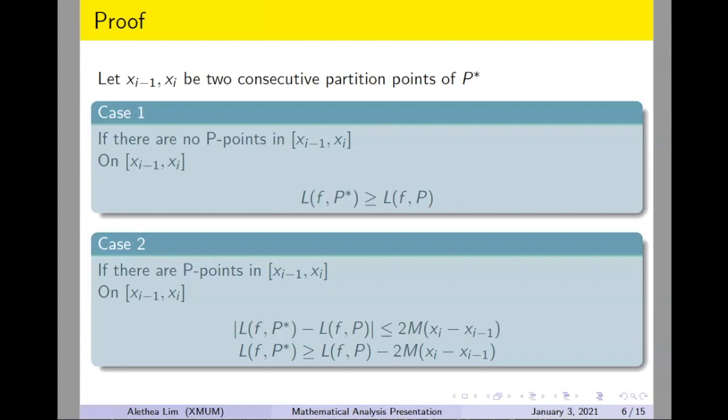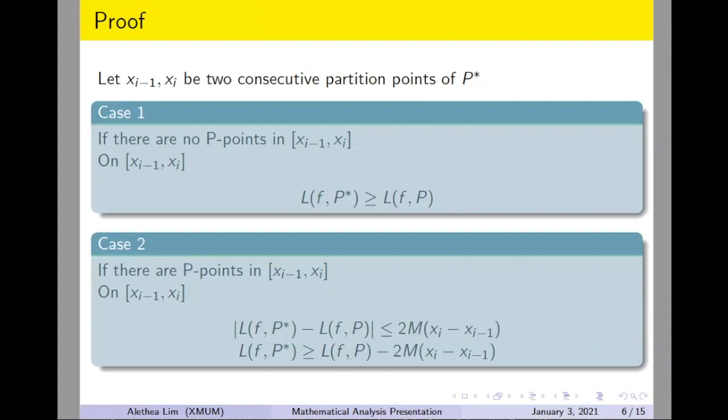Rearranging, we get that the Darboux lower sum of f, P star is greater than or equal to the Darboux lower sum of f, P minus 2 capital M times the interval length. Here we use the worst case, which is when the function takes the upper and lower bounds M and minus M. Note that if P contains k points, then the number of intervals in case 2 must be at most 2k minus 2, because the first and last intervals must have a partition point in both P and P star, and are hence in case 2.